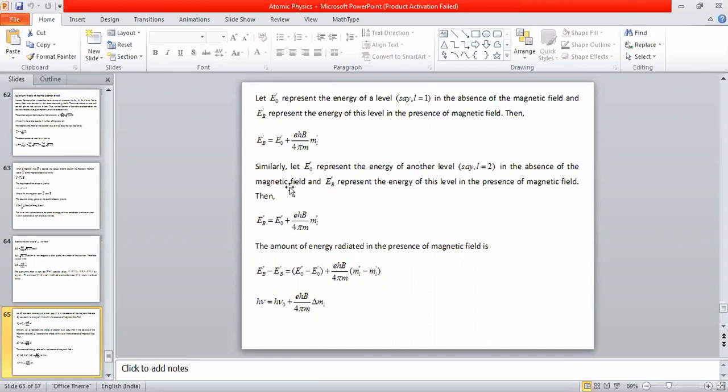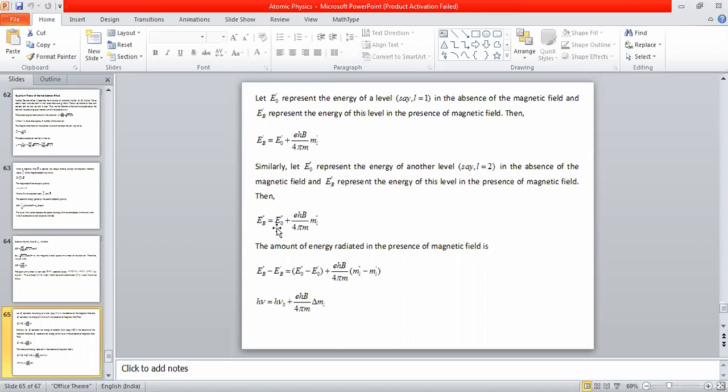For the L is equal to 2 level, E naught double dash. Here there is a double dash. E naught double dash is the energy of the L is equal to 2 state before the magnetic field is applied, and EB double dash is the energy of the same level after the application of the magnetic field.